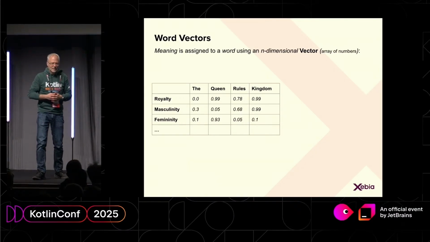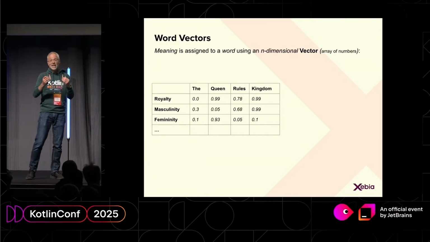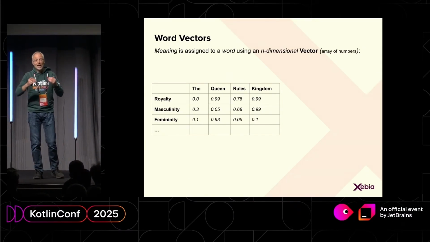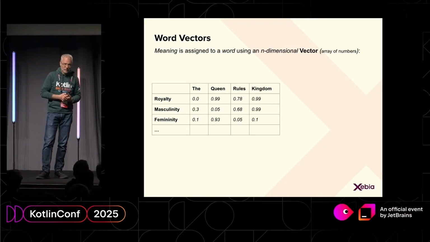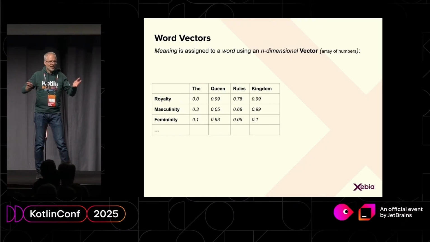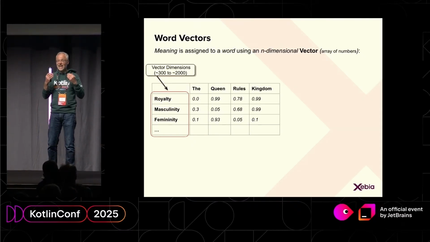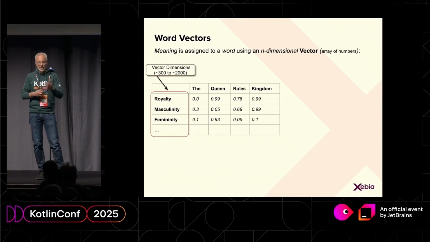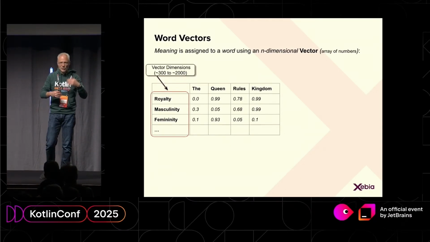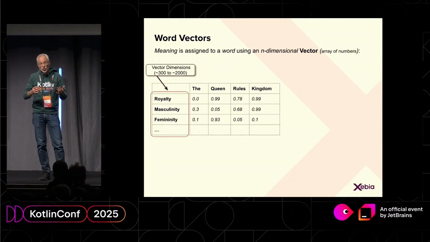The way this works is that words have meaning assigned by means of n-dimensional vectors. What is a vector? Well, it's just an array of numbers. And every dimension of this vector represents a characteristic of a word. Like here, index position 0 would be royalty, index position 1 would be masculinity, and so on.